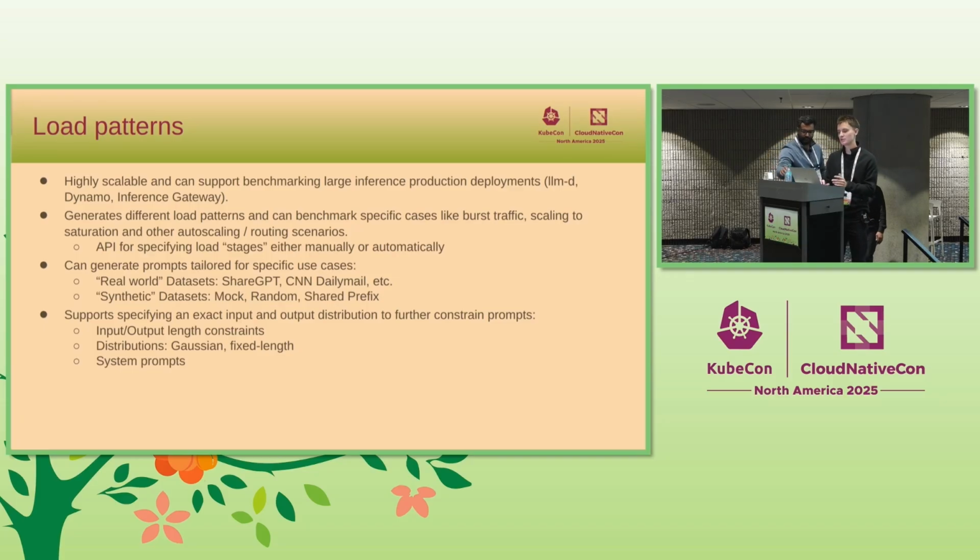And with respect to data, with respect to the set of prompts, we support inferring the set of prompts from either real-world data sets like ShareGPT, CNN Daily Mail, or synthetic data sets like Mock, which is essentially just the same prompt over and over again. Random, where you're essentially just a random string of tokens, or prompts with a shared prefix. And again, to get even more granular, you can specify the exact input and output distribution, specify input-output length constraints, define distributions like Gaussian or fixed length, and provide the number of shared prefixes.